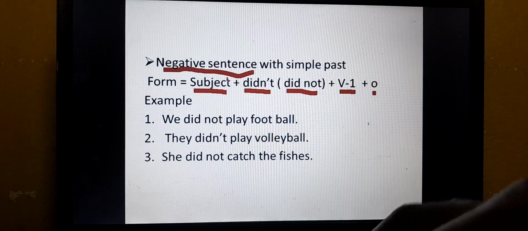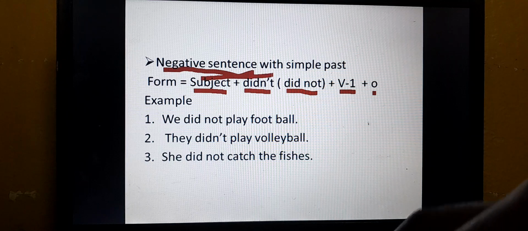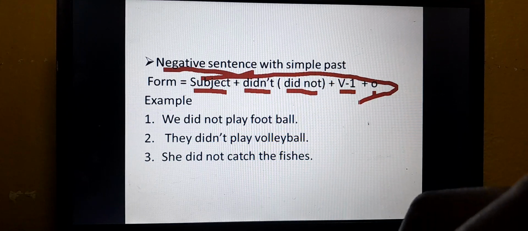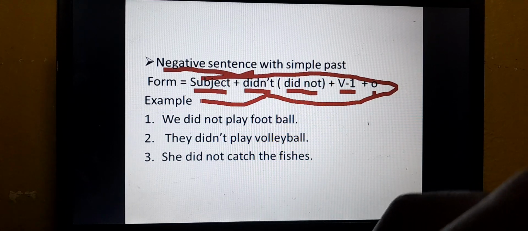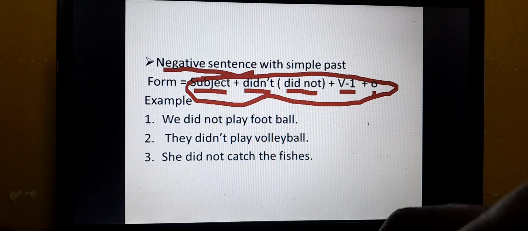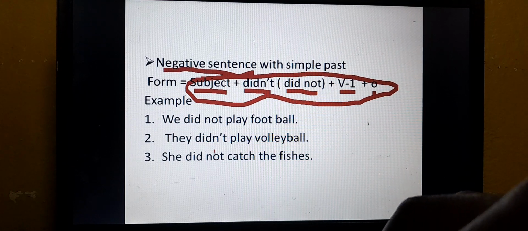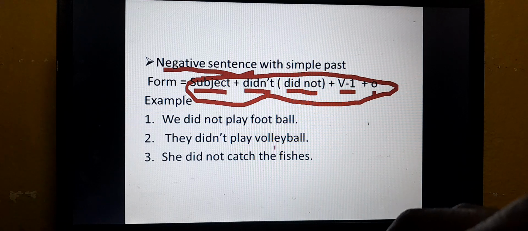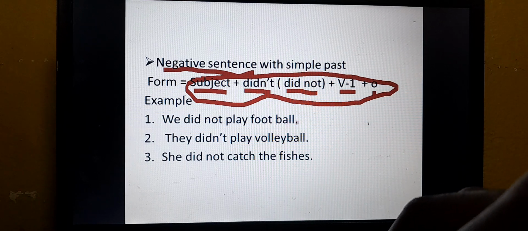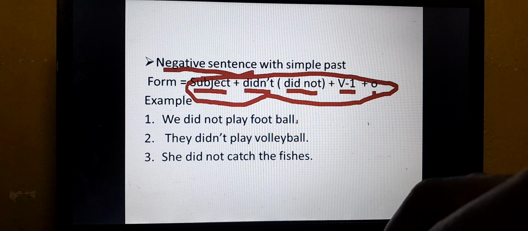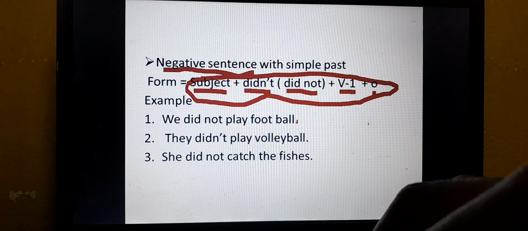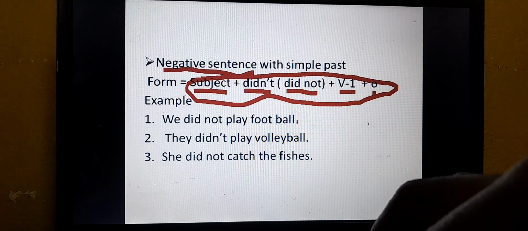So this is the correct structure that can be used to form negative ideas using simple past. Example: we did not play football. They didn't play football. And she did not catch the fishes. These are negative sentences based on simple past.